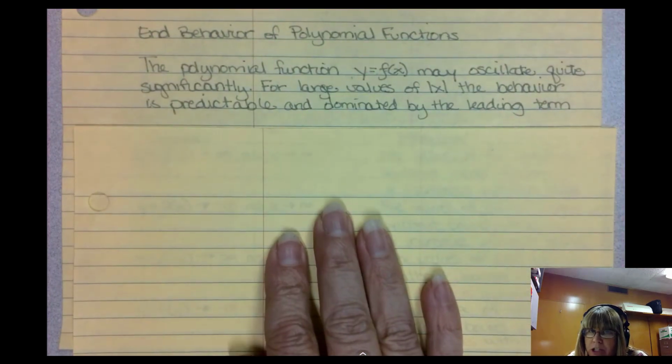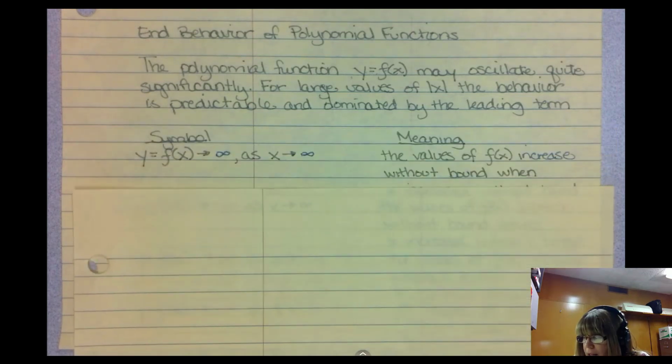Because our polynomial function y equals f of x might oscillate in the middle, and it might oscillate quite significantly. But for large values of the absolute value of x, the behavior is very predictable, and it's dominated by the leading term. So even though in the middle it might not look like the squaring function or the cubing function, the ends will, because they're dominated by that leading term.